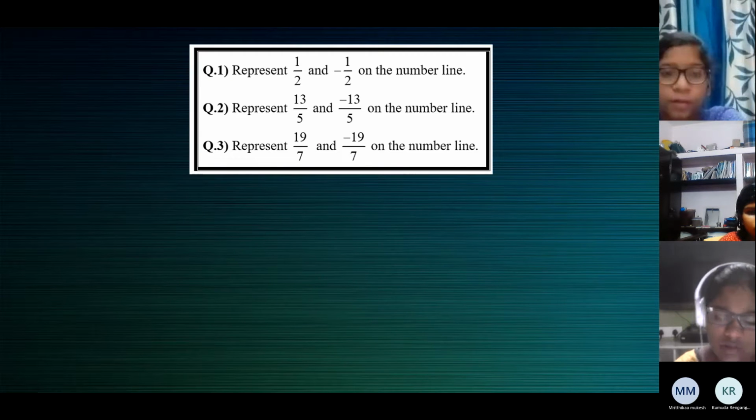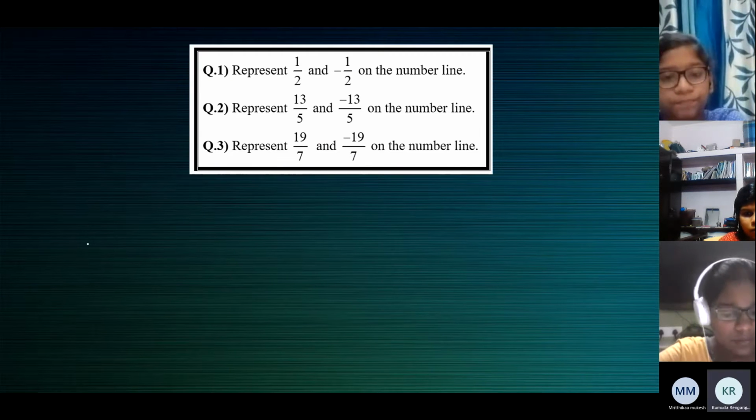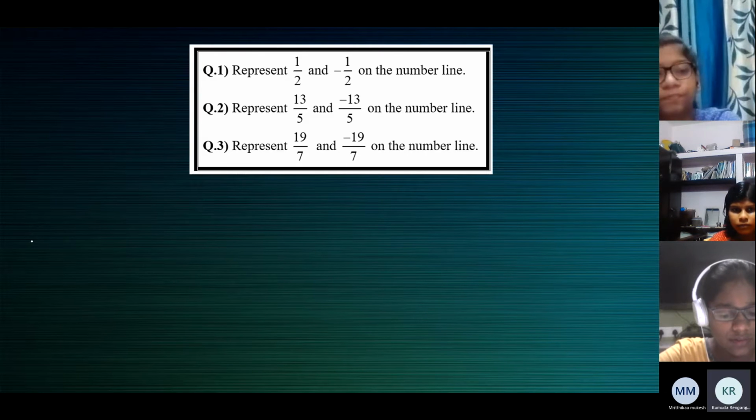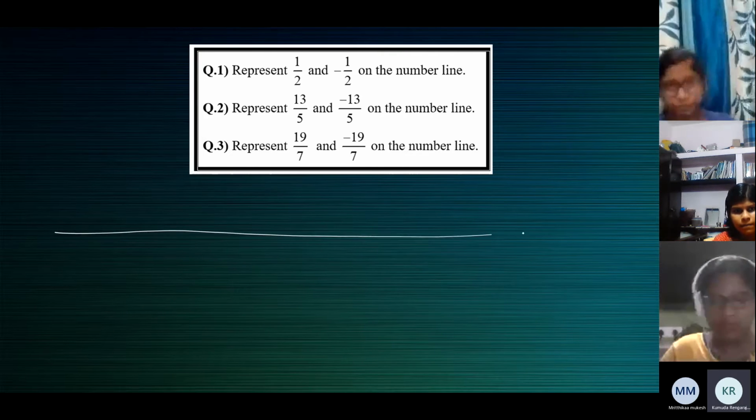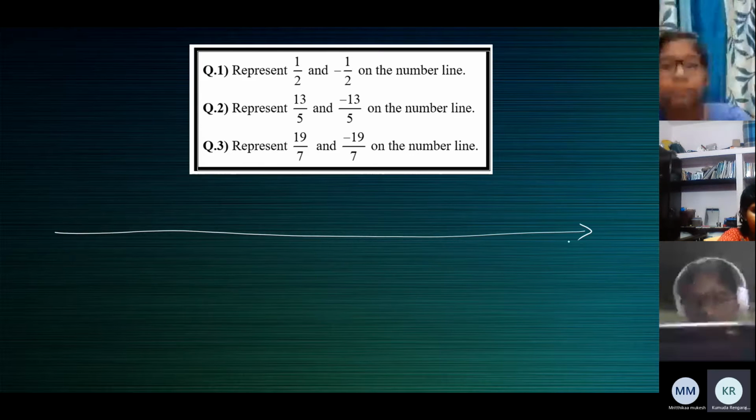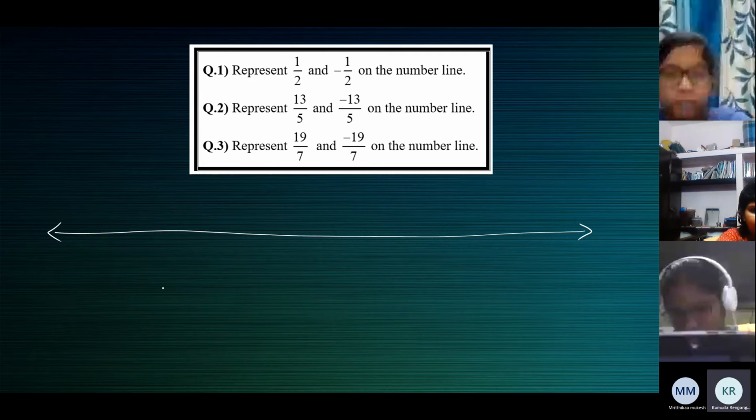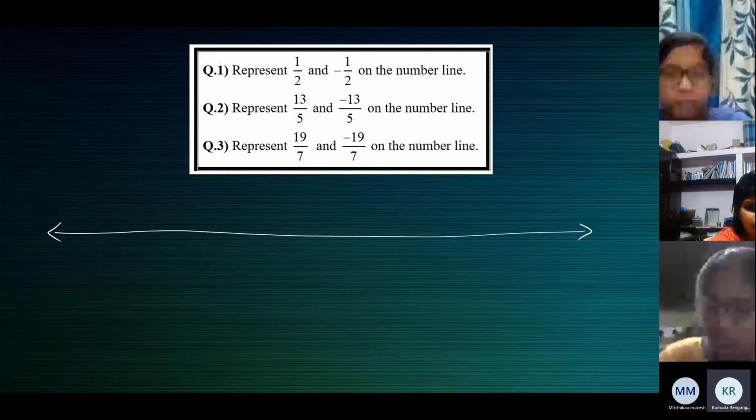Between 2 and 3. So you need to use your ruler. Don't do it now, children. Let's just listen. You can complete it later. Take a scale. Draw a line. You need to represent 19 by 7 and minus 19 by 7.